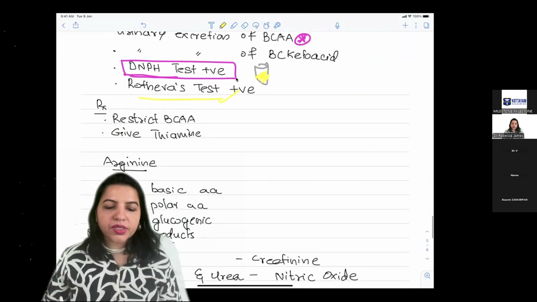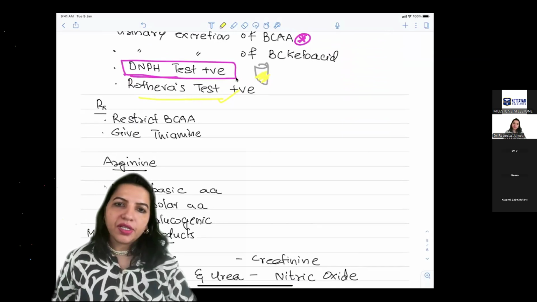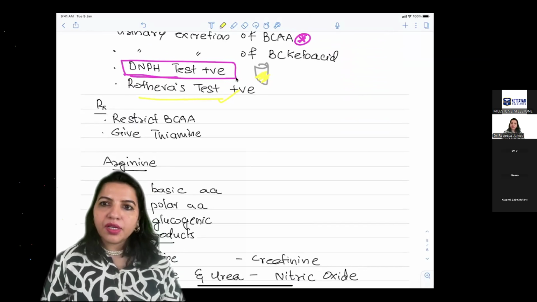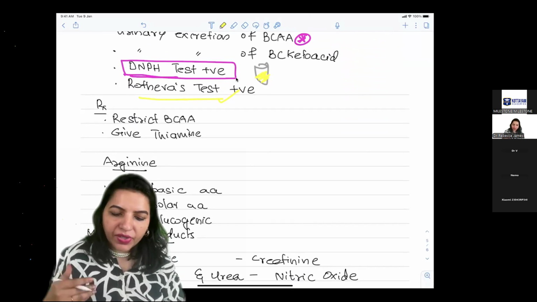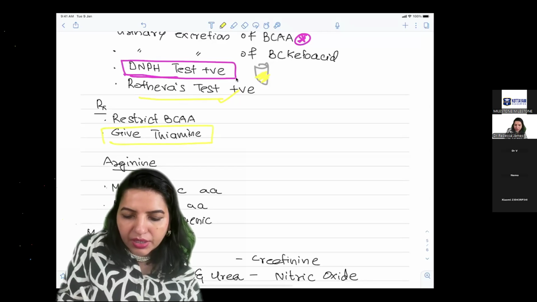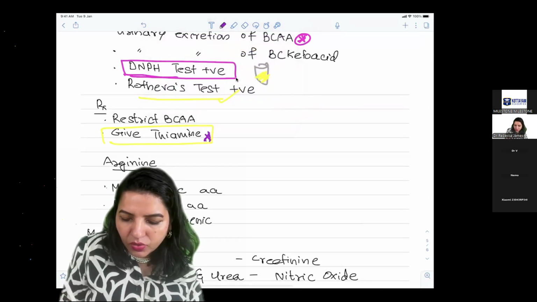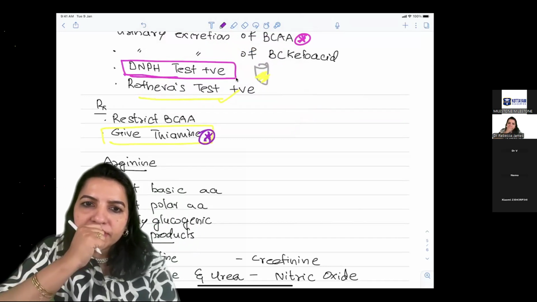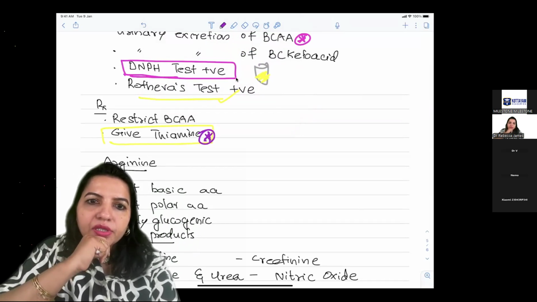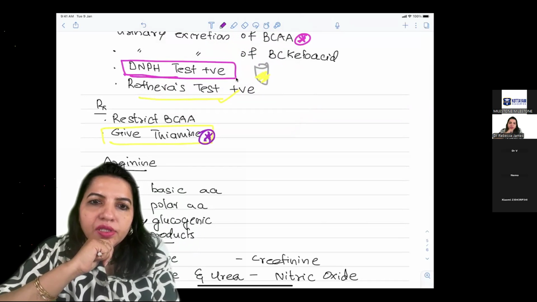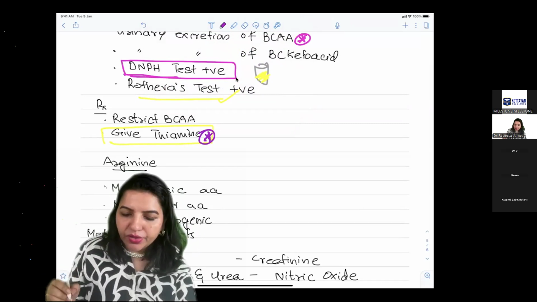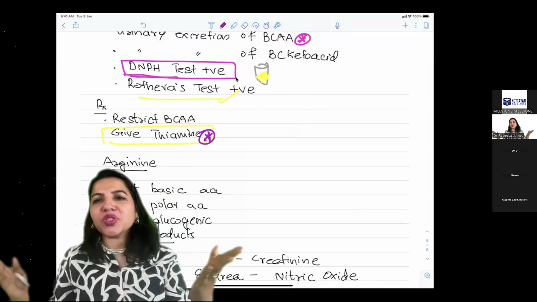So what is the treatment that we can give? The treatment is that we have to restrict branched chain amino acids and we have to give thiamine. Why are we giving thiamine? What is the biochemical rationale of giving thiamine here? Yes, thiamine pyrophosphate. Yes, the enzyme requires it. Very good.